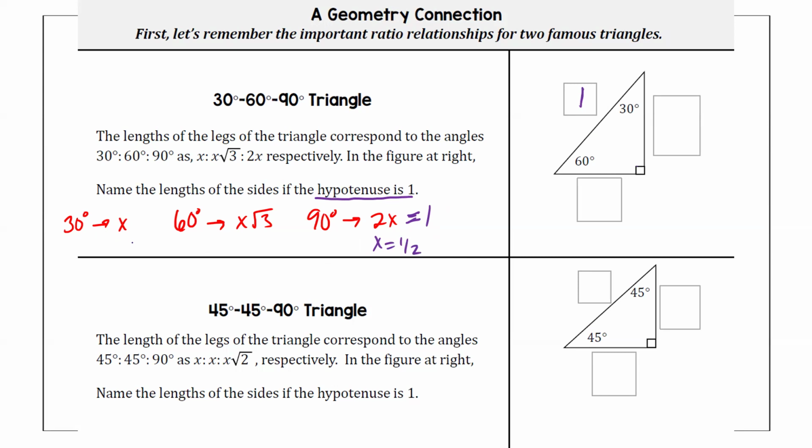So now I know the rest of the sides, right? So across from 30, it's going to be 1/2. Across from 60, it's going to be square root of 3 over 2. That's not a 3. I can write, I promise. Okay, that's because 1/2 times square root of 3 is square root of 3 over 2.